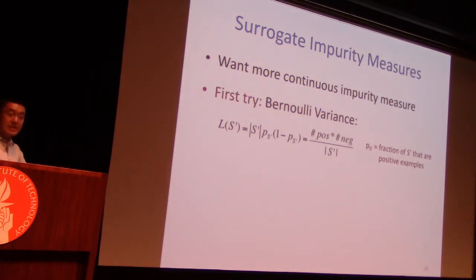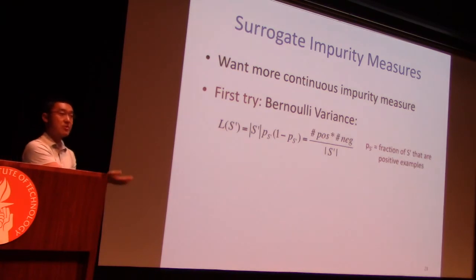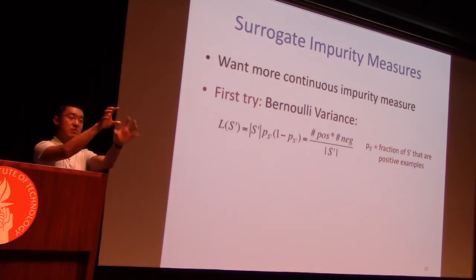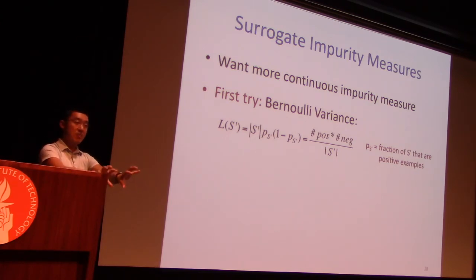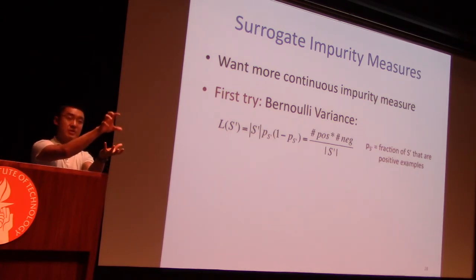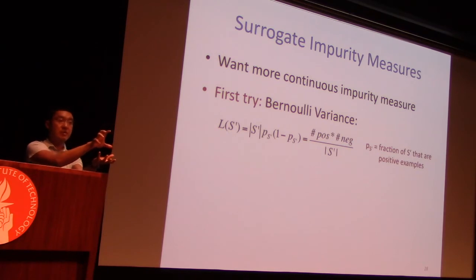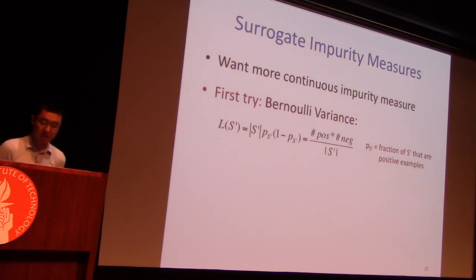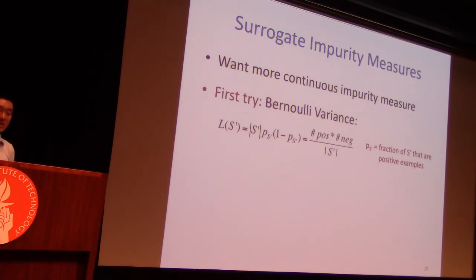Okay, so if we want to do greedy top-down induction training of the decision tree, where we recursively split a leaf node into an internal node with 2 leaf nodes, and we want our decision criteria to be defined greedily, then let's think about surrogate impurity measures. So in some sense, we want a more continuous impurity measure. Here's one example. It's called Bernoulli variance.